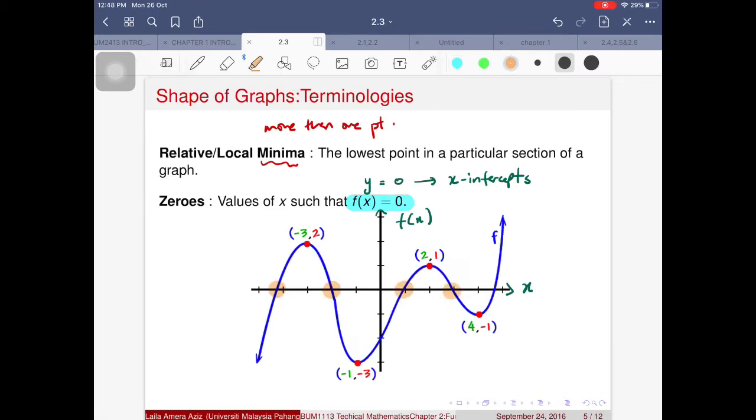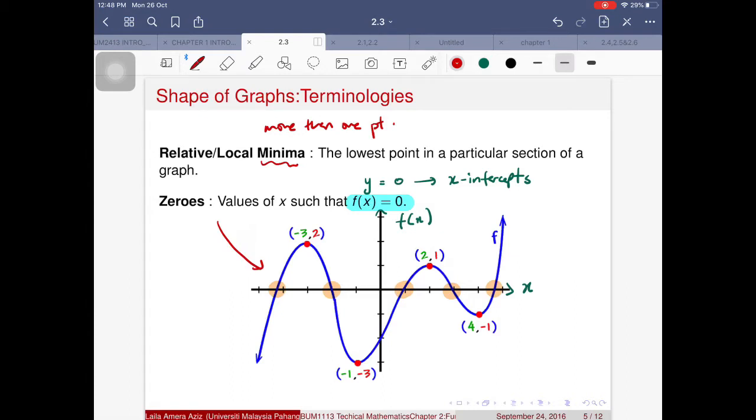So basically, let me point out all the points. This point, this point, this point, this point, and this point. So they are all 5 together. Those are actually the zeros. So I have all 5 together in this case. It's basically the x-intercepts.